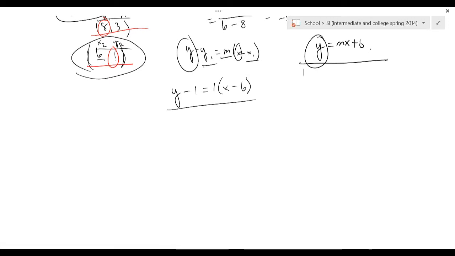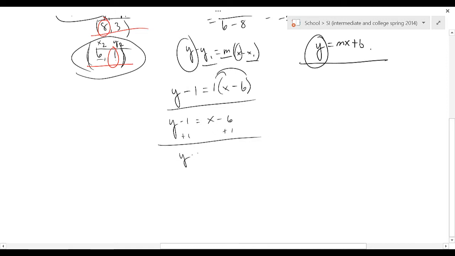So let's use our distributive property. 1 times x is x, and 1 times negative 6 is negative 6. So I'm left with y minus 1 equals x minus 6. Now let's go ahead and add 1 to both sides to solve for y. So I get y is equal to x minus 5. Now that's our answer in slope-intercept form.